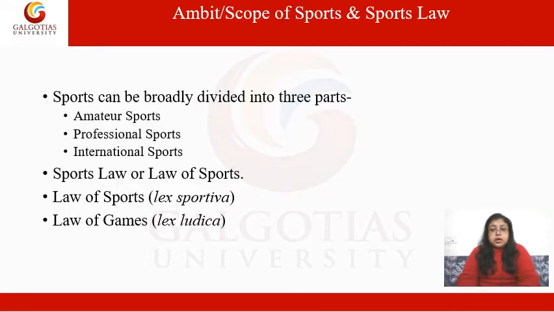Now in this slide we have dealt with the ambit or scope of sports and sports law. Sports is broadly divided into amateur sports, professional sports and international sports. Now there are two basic concepts, that is sports law and law of sports. Sports laws are those laws which deal with different aspects and components of sports. But law of sports means, because sports obviously include different physical activities, there are certain rules and regulations through which those physical activities are to be conducted.